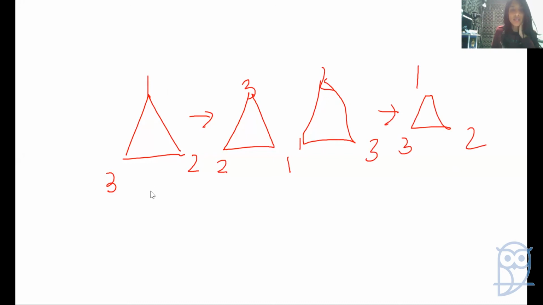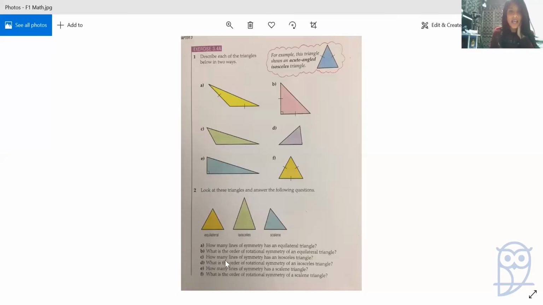Okay, so you can see how it can rotate 3 times and come back to where we started. Okay, so let's go back to the worksheet we were on. The next one says, how many lines of symmetry has an isosceles triangle? Now let's look at this isosceles triangle that's in front of us. How many lines of symmetry does it have? It has 1, okay, 1 that goes straight down the middle.